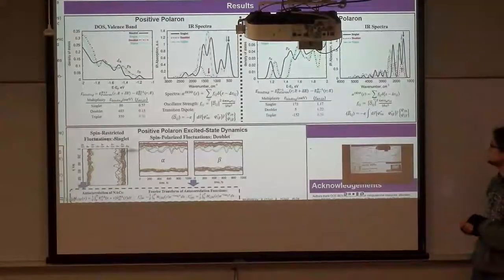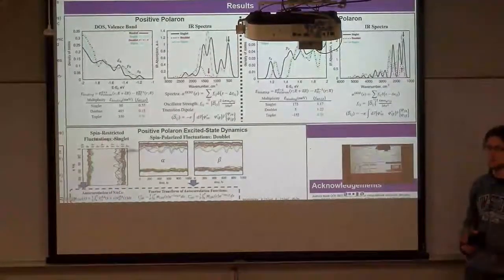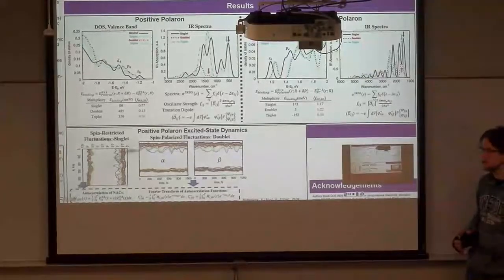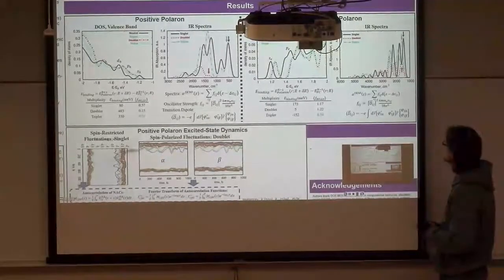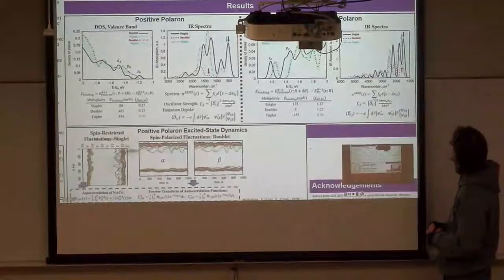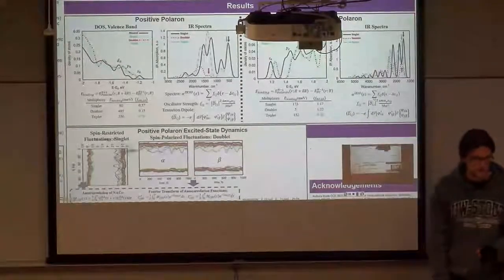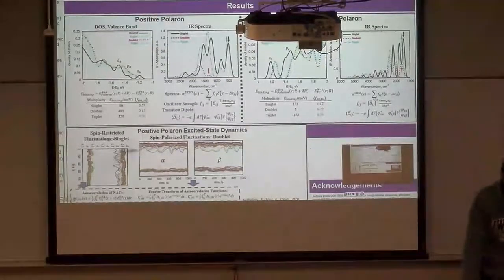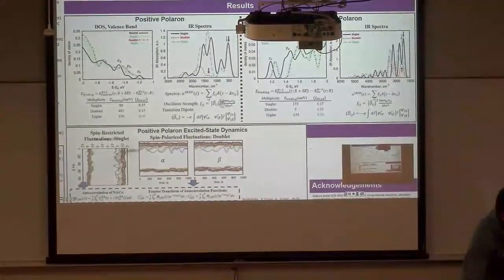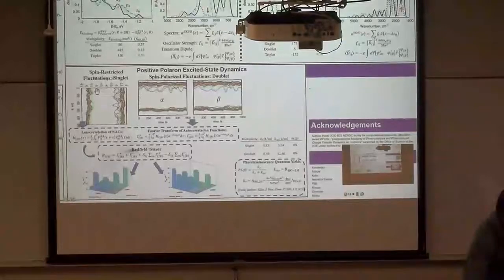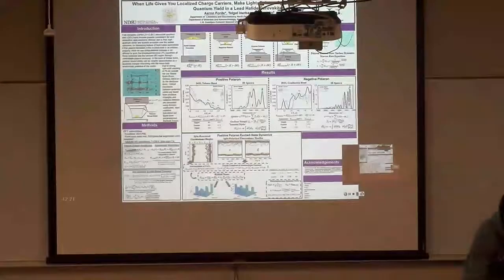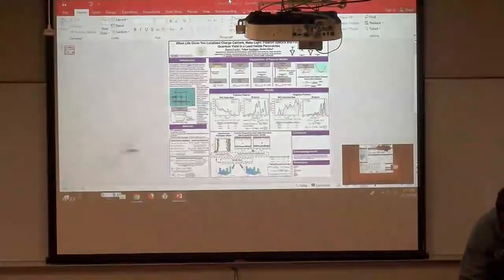So that would kind of indicate that if there was polaron emission or absorption, the negative polaron would possibly be a more likely candidate than the positive polaron. And so that's density of states and spectra for the model. And then now we'll move on to excited state dynamics.